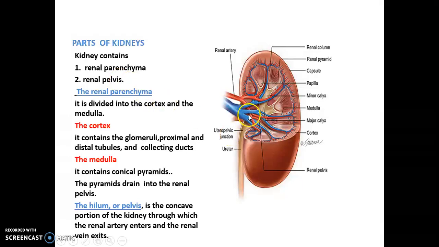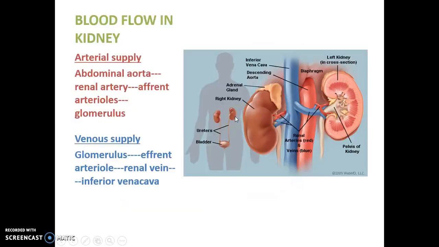The renal pelvis is the concave portion of the kidney through which the renal artery enters and the renal vein exits. So this area is known as the renal pelvis. In the renal pelvis you can see the renal artery and renal vein. Overall in the kidney you can see two parts, the renal parenchyma and the renal pelvis. The renal parenchyma is again divided into the renal cortex and renal medulla, and this is the renal pelvis or hilum. Through this area the renal artery enters and the renal vein exits.